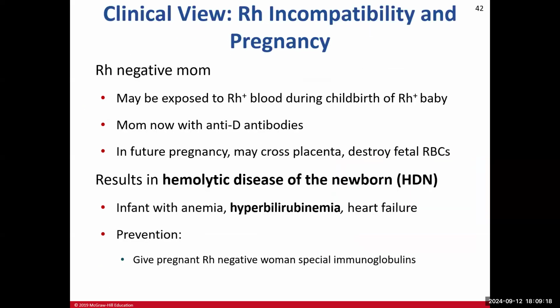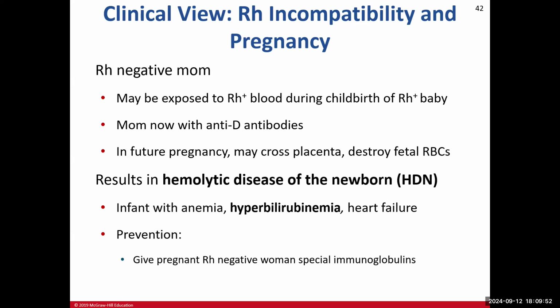So going to our clinical view here, we have our RH negative mom. She gets pregnant. First baby could also be RH negative. Nothing to worry about. Second baby could also be RH negative. So nothing to worry about. It's not until mom is exposed to an RH positive baby, and because of that, now mom can produce the anti-D antibodies. So no problem right then, okay?